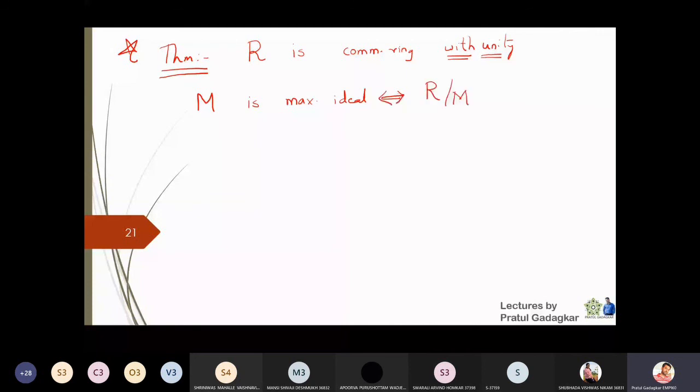So this theorem is going to help me identify the maximal ideals. How am I going to identify? I will calculate R by M, and if R by M comes out to be a field, then I will say that the ideal is a maximal ideal. Now, what is the application of this theorem, and how are we going to look into problems related to this? Before that, let me recall one important result all of us know: Z_p is a field, where p is a prime.